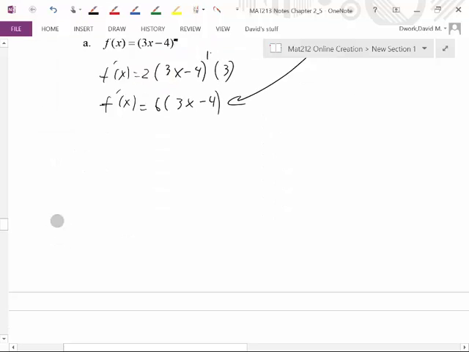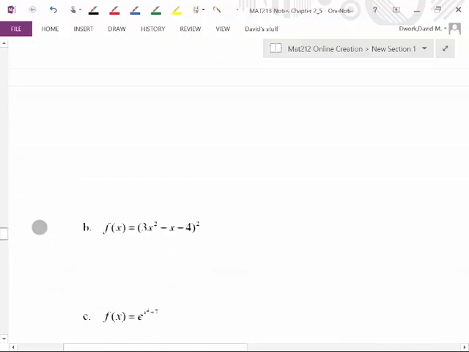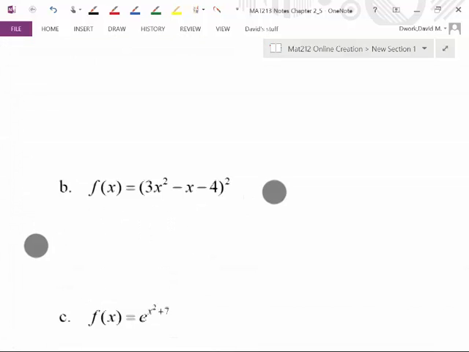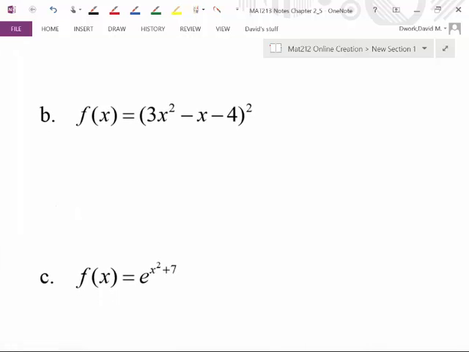Okay, let's try a few more of these, though. Okay, so take a second, look at this problem, and see if you can identify inside, outside. If you think you see it, pause the video, try it yourself, and here we go.